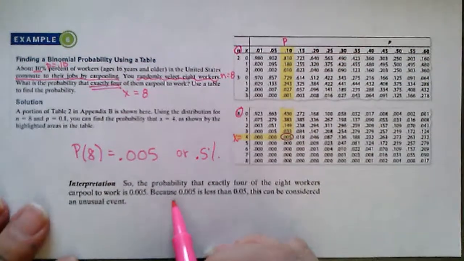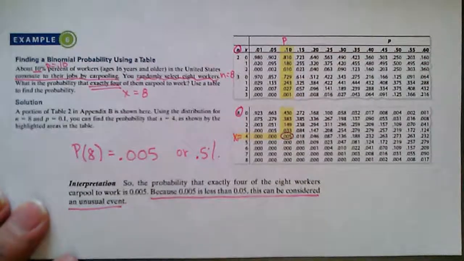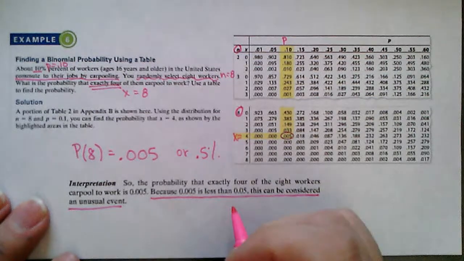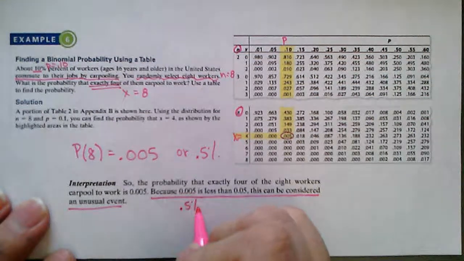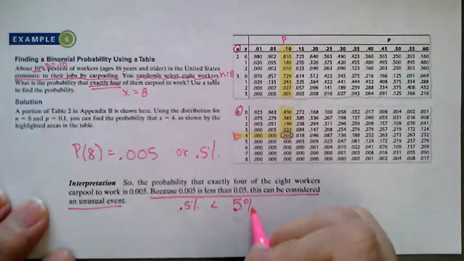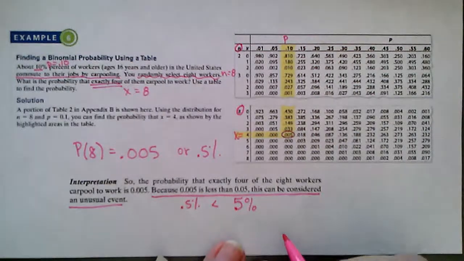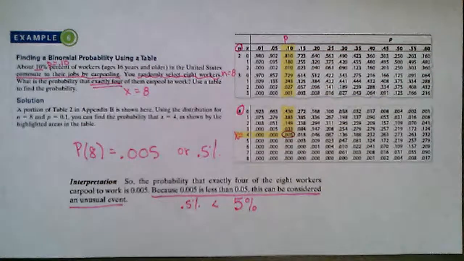Now notice this little note right here. It says because 0.005 is less than 0.05 or 5%, so 0.5% is less than 5%, this can be considered an unusual event, because remember, if a probability is less than 5%, it's considered unusual.